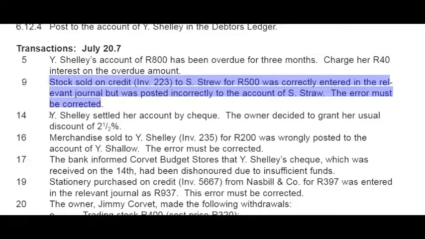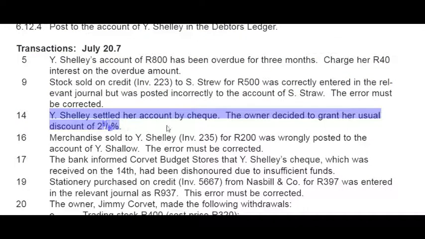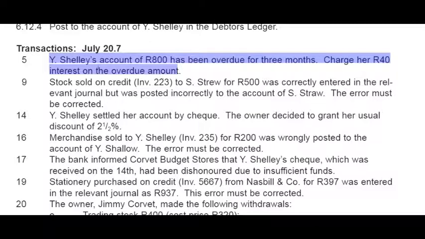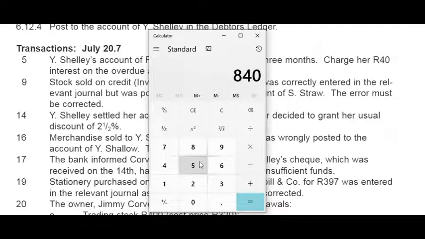Then the next transaction on the 14th said, Y Shelley settled her account by check. The owner decided to grant her usual discount of 2.5%. Okay, so if you look at your task 6.12 in your textbook, you will notice that they didn't give you the opening balances of accounts. But if you look on the 5th, they gave you all of the information that you needed. It said that Y Shelley's account of 800 Rand was overdue, and then we charged her 40 Rand interest. So Y Shelley actually owed us 840 Rand.